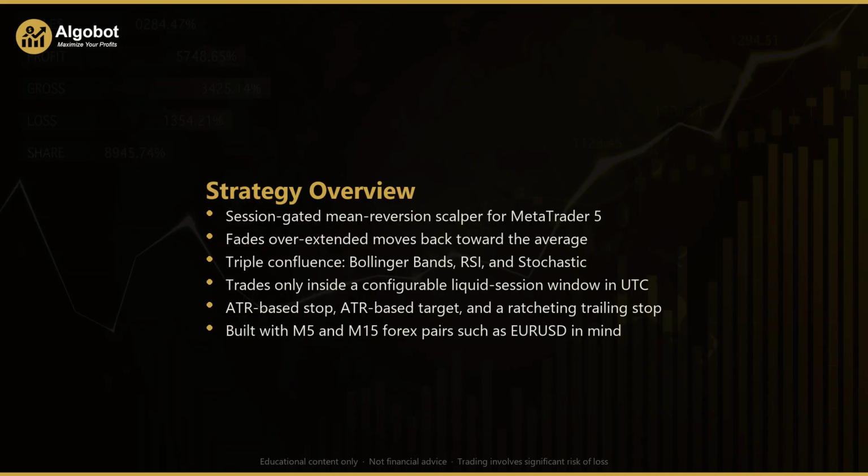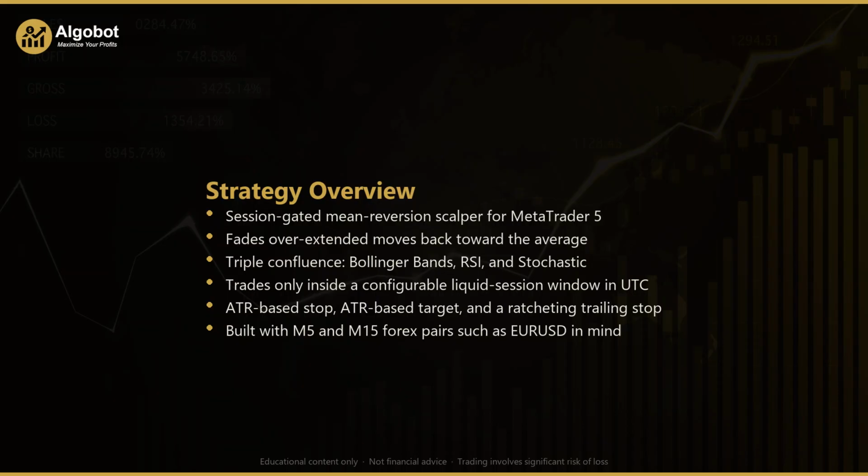To do that, it leans on three well-known indicators working together. Bollinger Bands measure how far price has traveled from its moving average in terms of volatility. The RSI, or Relative Strength Index, gauges whether momentum has become stretched. And the stochastic oscillator watches for the moment that momentum begins to turn back from an extreme. The strategy only acts when all three line up, which is a deliberate filter meant to keep it out of strong, one-directional trends, the situation where a fade approach tends to struggle most.